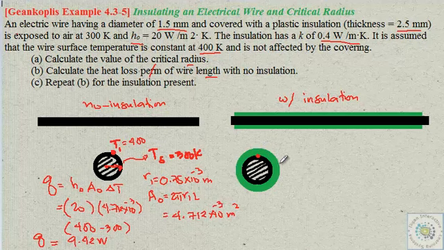However, the surface now exposed to the surrounding air is the outer layer of the insulation. The heat transfer will be from the surface of the wire to the outer surface of the insulation, and from that insulation outer surface to the air. So there are two steps now: conduction followed by convection.